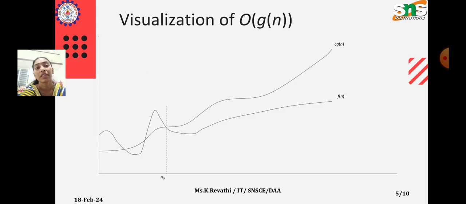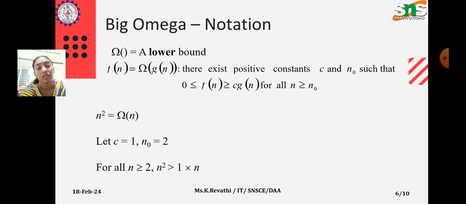This is the graphical representation of big O notation. Here the given function f of n is less than some constant times g of n. Here the n naught represents a certain amount of time. Then the next one is omega notation.